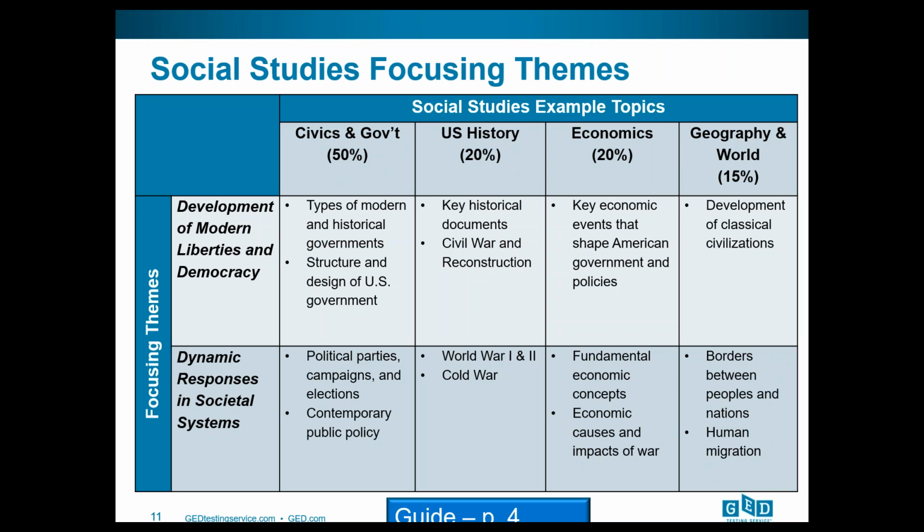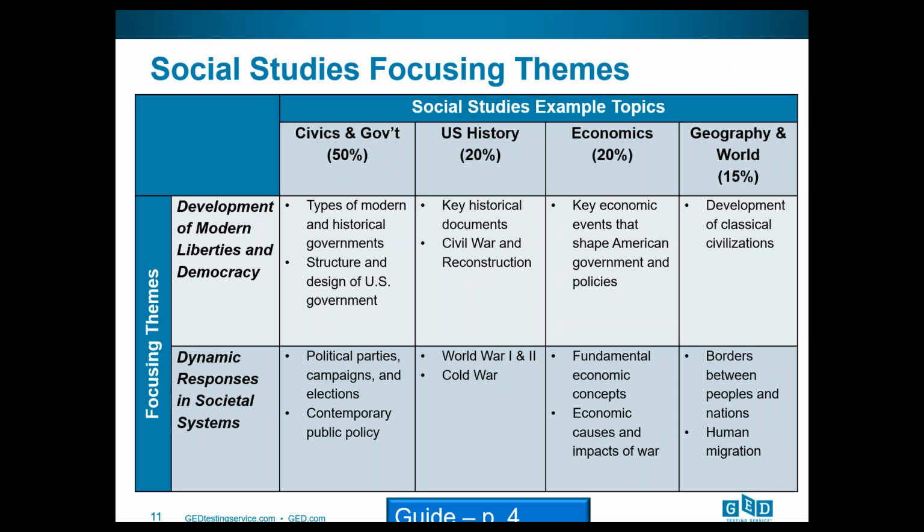So when you take a look at those, what do we see? We see across the board in each of those different areas that we have the individual components of social studies, those content areas. So we have civics and government and U.S. history, economics, and geography and the world. So think in terms of in your classroom, how you're going to be able to go through and tie those different areas back to the two focusing themes.